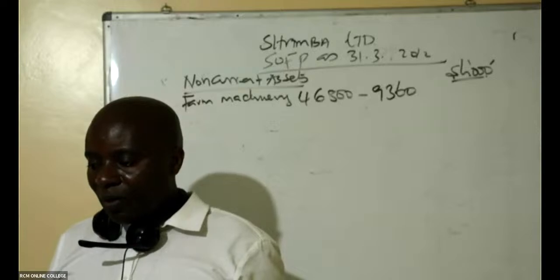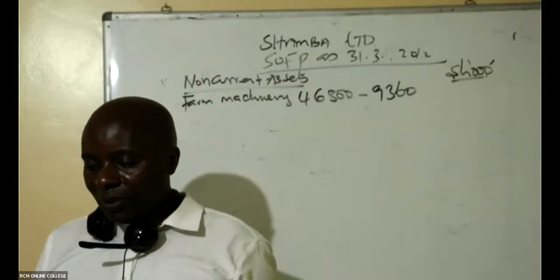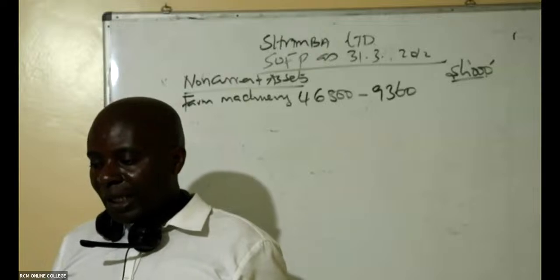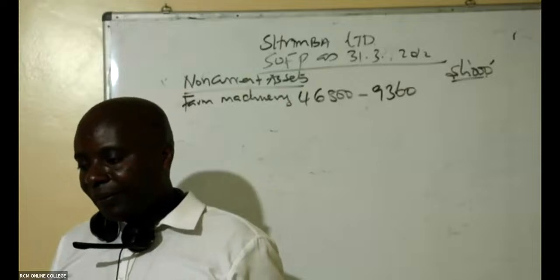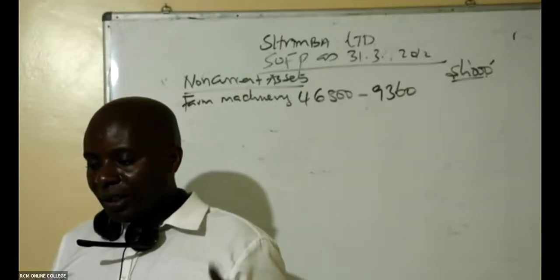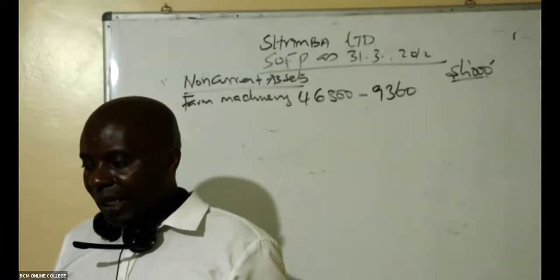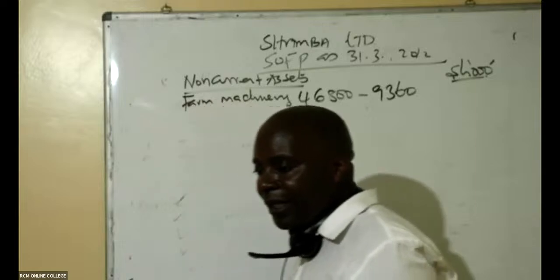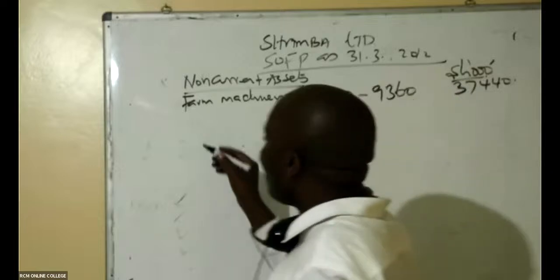I'm being given a figure of 36,940. Can somebody confirm that figure or disprove it? 46,800 minus 9,360. Can you show you're using a calculator very well? Tell me what we are getting there. Somebody confirm; I like confirmations, like 3 or 4 of them. Now somebody has confirmed 37,440.